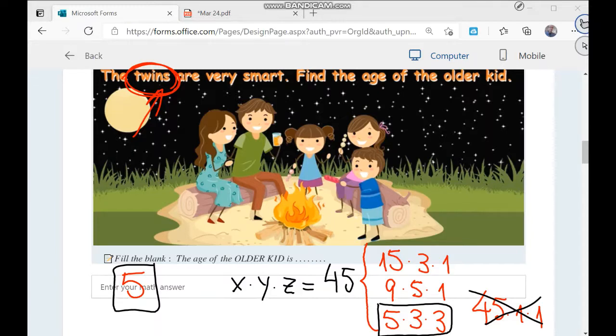And I understand why you answered 15. Most of you answered 15. It's not wrong. But we don't have an option where the older ones are twins. We should have some kind of option where the older ones are twins. Like if you have 15 and 15, 15 times 15 is not 45, right? But I understand why most of you answered 15. Yes, I understand. Makes sense. 15 is one of the options. You have to use the clue of the twins.